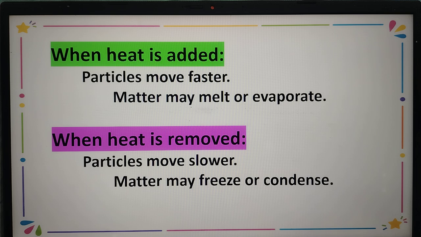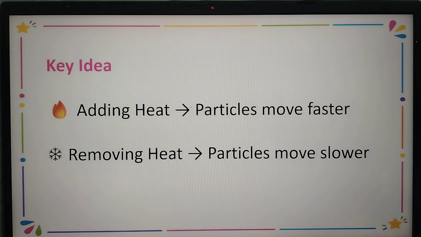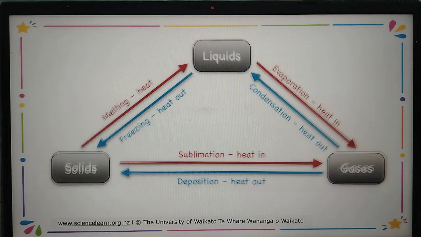When heat is added, particles move faster. Matter may melt or evaporate. When heat is removed, particles move slower. Matter may freeze or condense. The key idea is to let the learners know that adding heat, particles move faster. Removing heat, particles move slower.